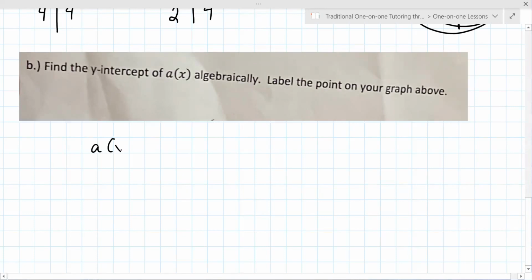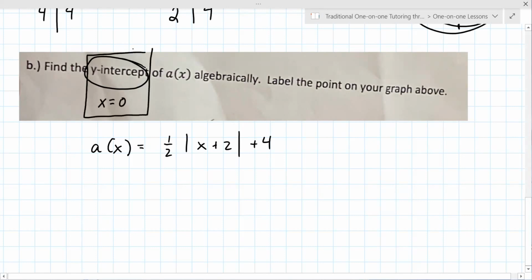Okay, so A of X equals 1/2 absolute value of X plus 2, plus 4. And this question is asking for the Y-intercept. The Y-intercept is when X equals 0. You have to associate those two things together: Y-intercept and X equals 0. So what that means is you're going to put a 0 wherever you see an X. So notice I put a 0 there for X and a 0 there for X. And you do want to write all this down.